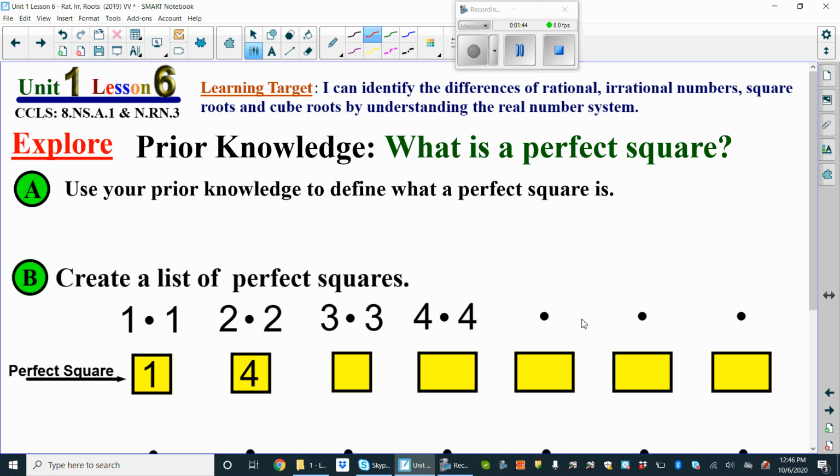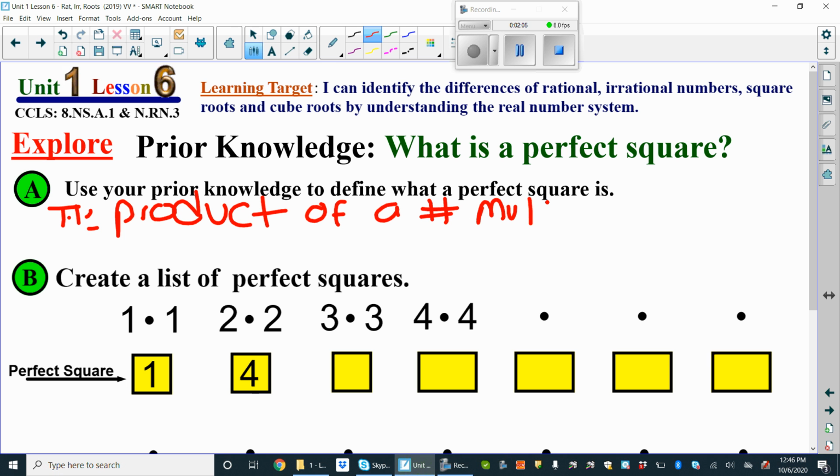So they're asking, what is a perfect square? A perfect square is the product of a number multiplied by itself. And so, create a list of the perfect squares.